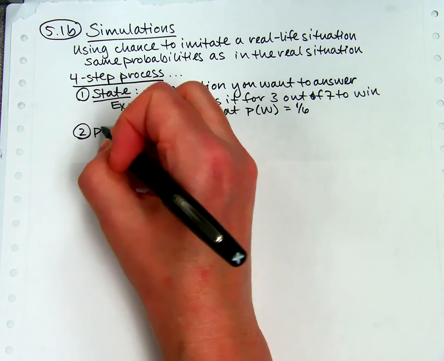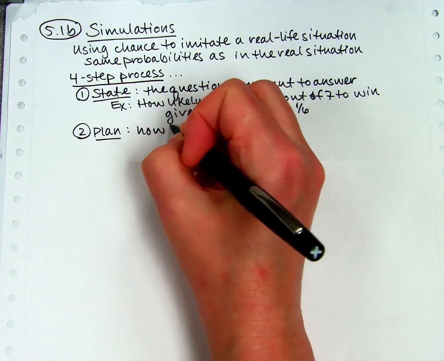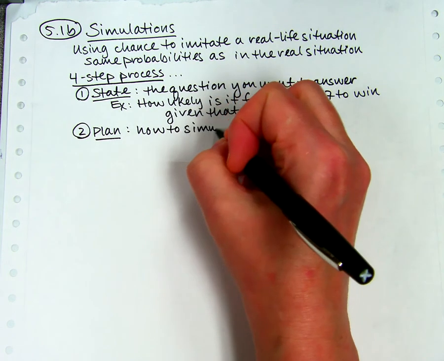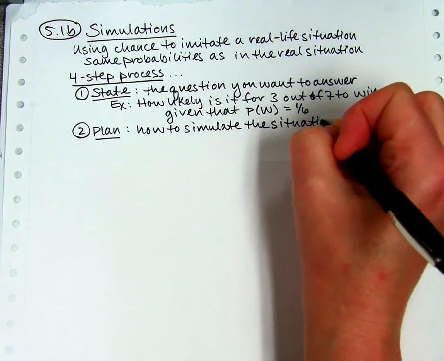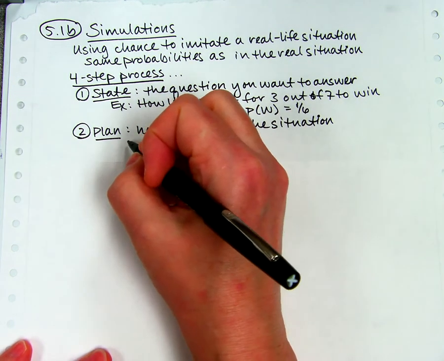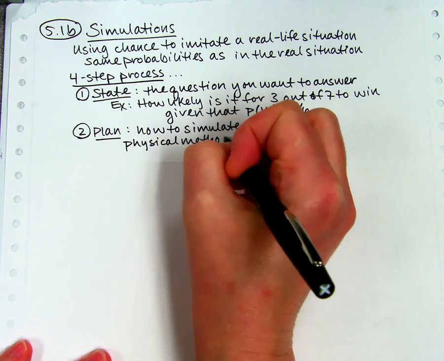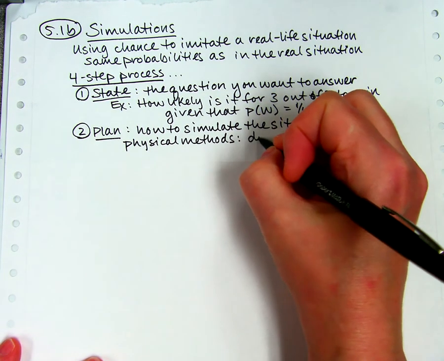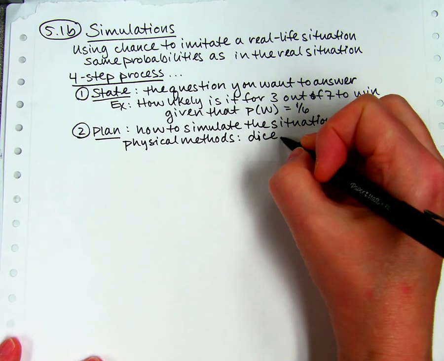Step 2 is plan. And the plan has to involve how are we going to simulate this situation, or how are we going to imitate it with chance. And this was given to you in the warm-up, but in general, there's a lot of options here. We have physical methods. So not just talking about the 1/6 chance, but in general, you could use dice. Dice worked well for the 1/6, but it wouldn't always. It works well for anything that's 1 chance in 6 or something like that.